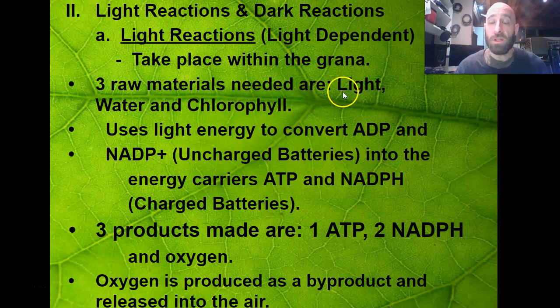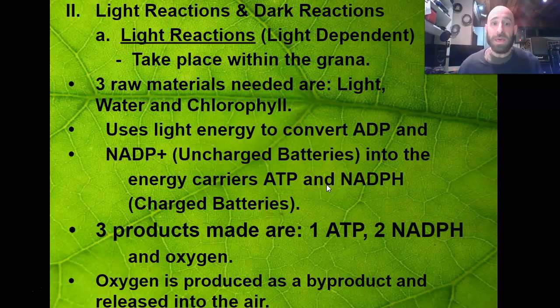Water goes in, light goes in, and chlorophyll needs to be there because chlorophyll is what actually traps the energy, right? So it uses the energy to convert ADP and NADP+, which are the uncharged batteries, into ATP and NADPH, which are the charged batteries. I'm not going to go into great detail about how that happens.